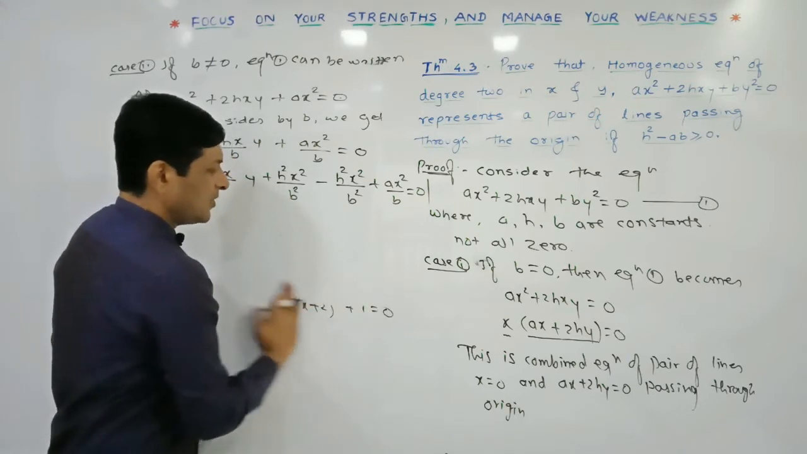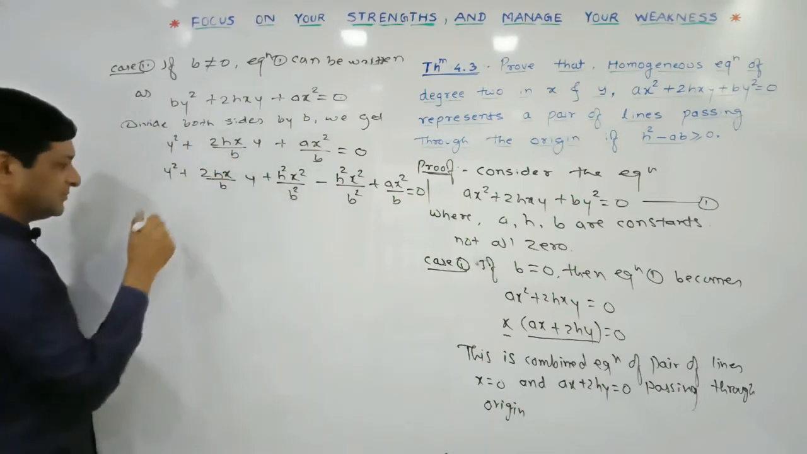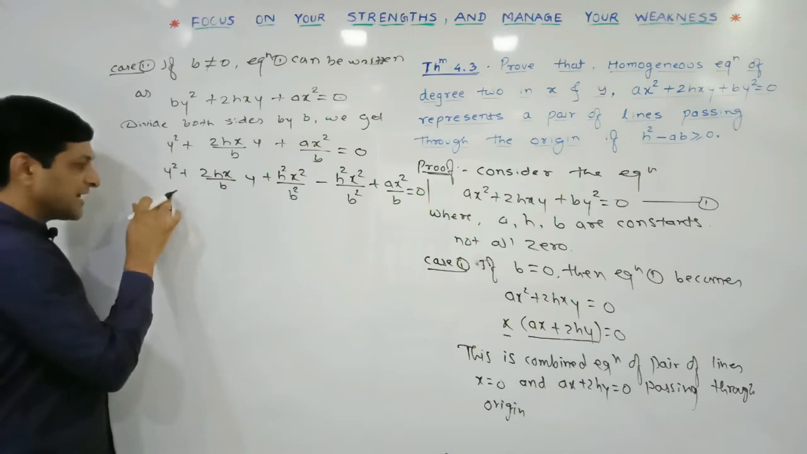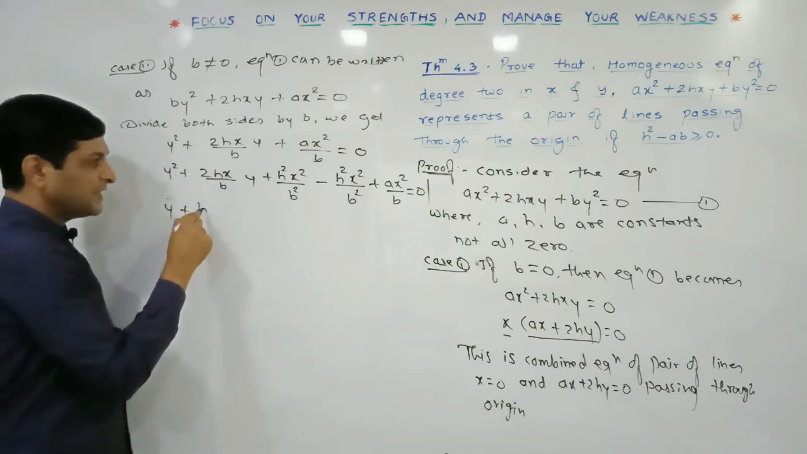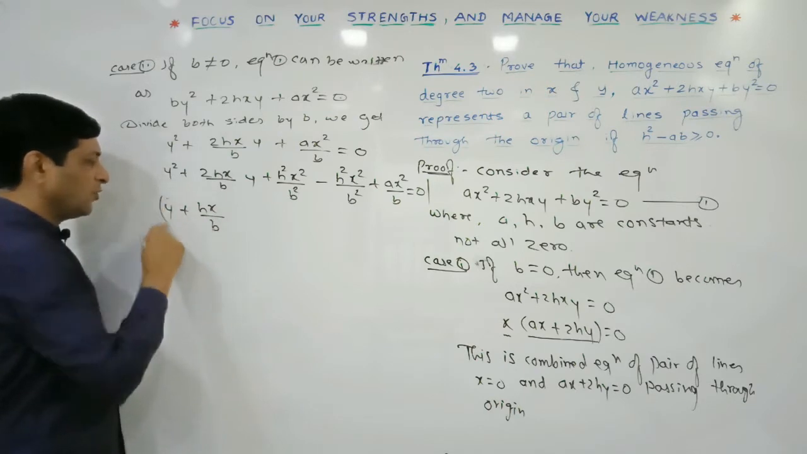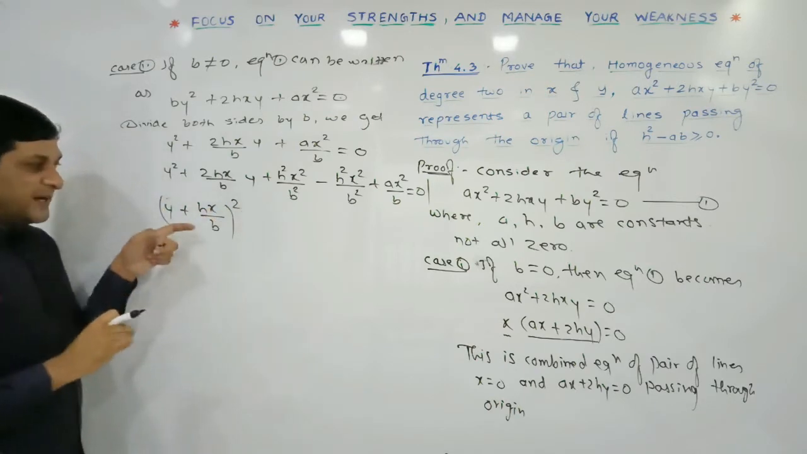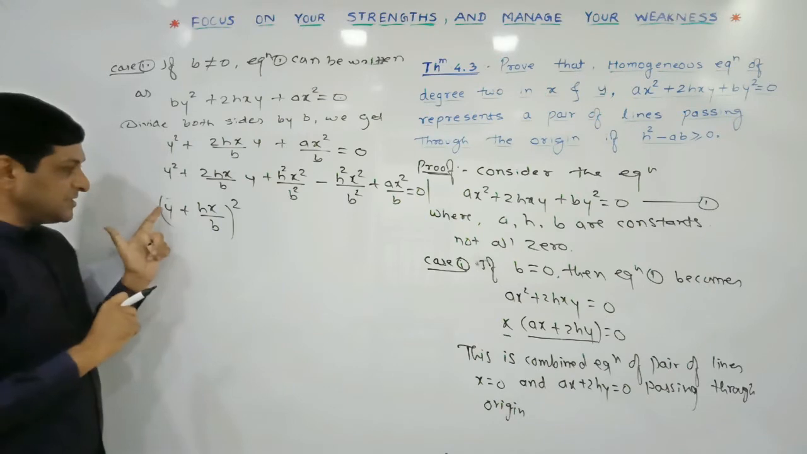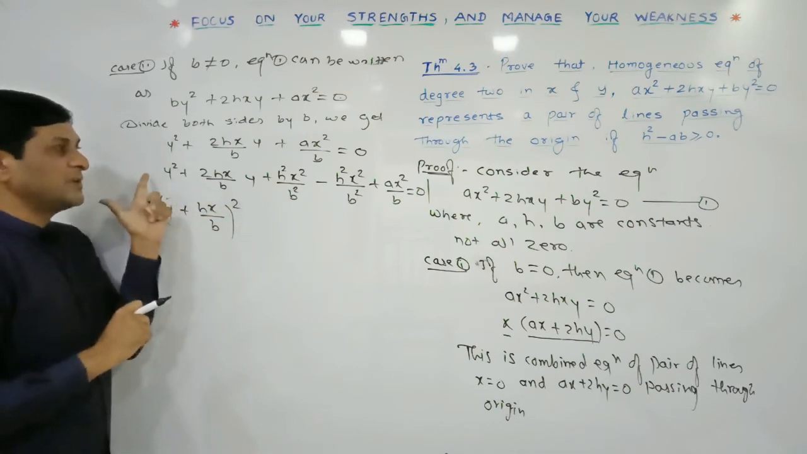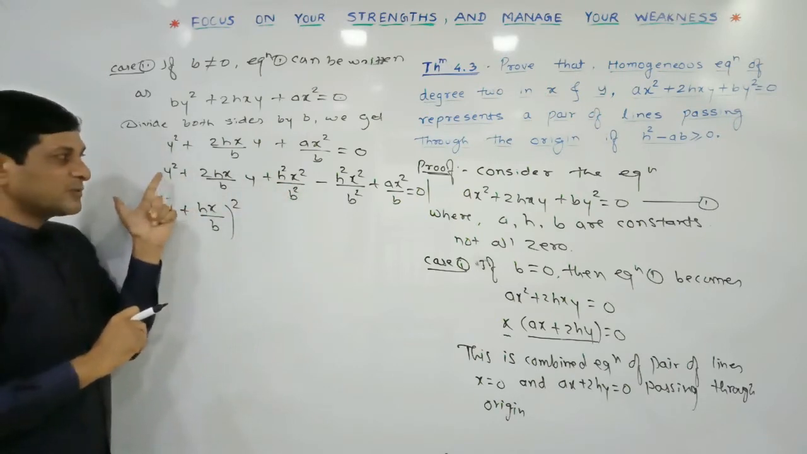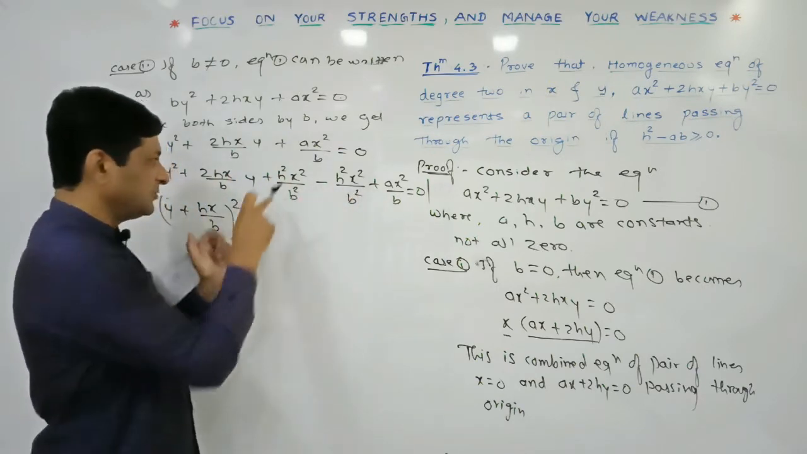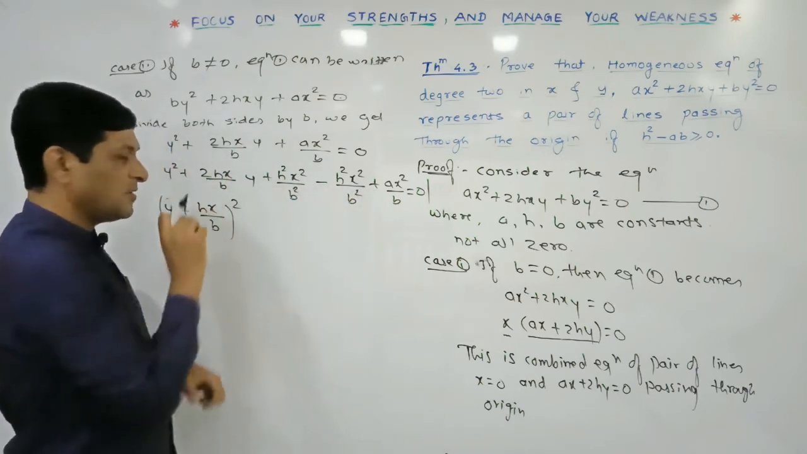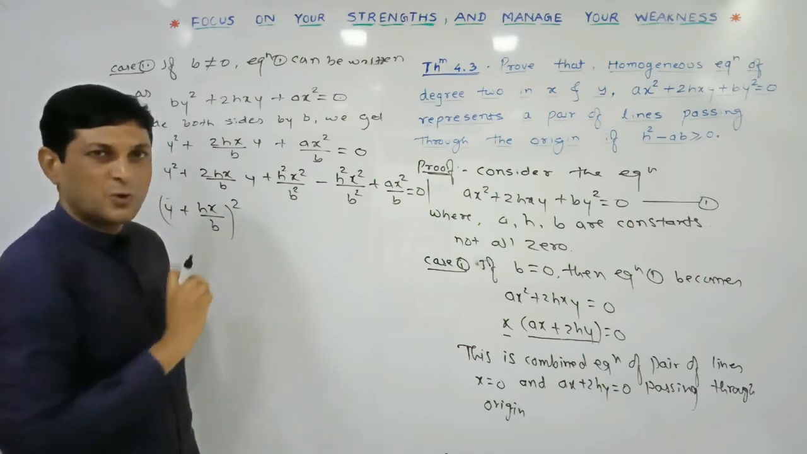Now if you observe here the first three terms, we can see that the first three terms are nothing but the expansion of (y plus hx upon b) whole bracket square. If you find its expansion using the identity (a plus b) whole bracket square, you will get the same three terms, a square plus 2ab plus what? b square. Now observe the last two terms. Now these three terms are nothing but the value of (y plus hx upon b) whole bracket square.